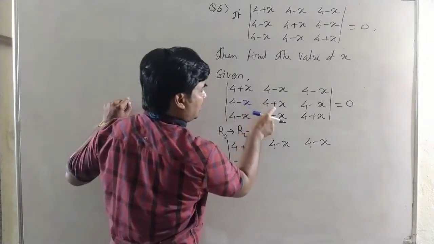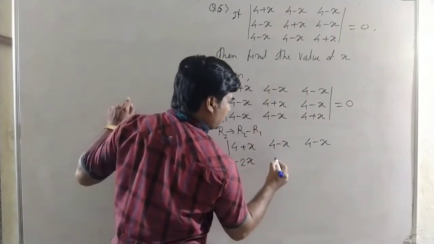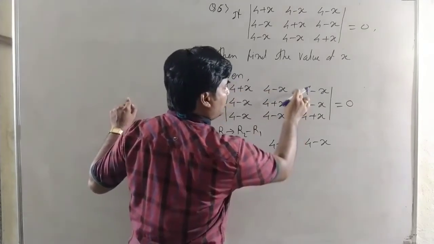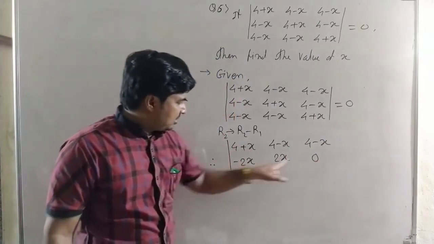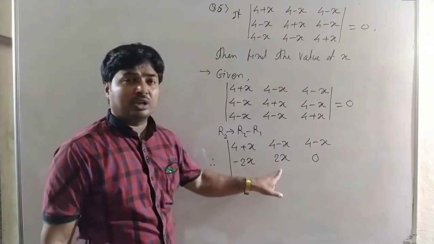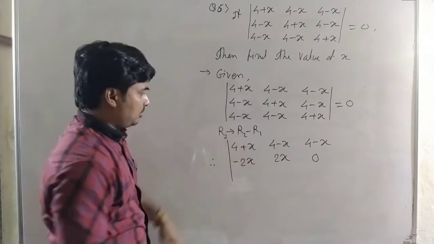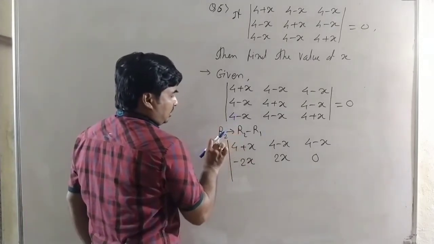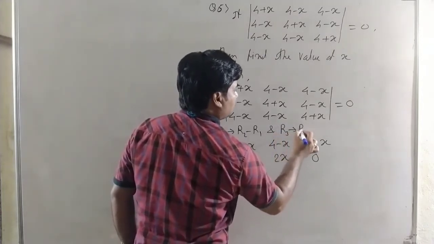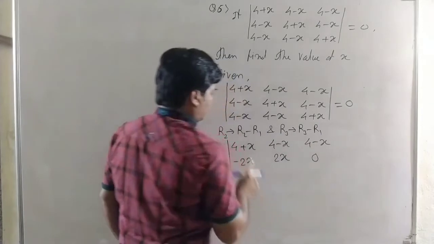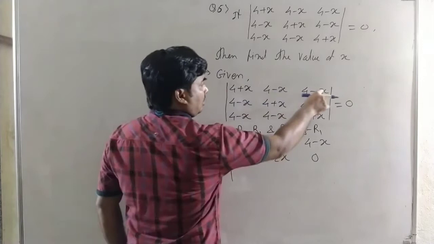Here 4 gets cancelled, but it is plus x minus minus x, we get here 2x, and here again 4 gets cancelled, and x also gets cancelled, 0. Now see carefully, in row 2 there is a 2x and a 0, so we take 2x common. But first, before that, we take the transformation for R3, R3 minus R1. We do both the transformations of R2 and R3 about R1.